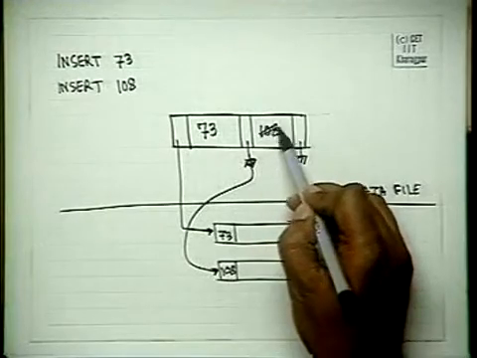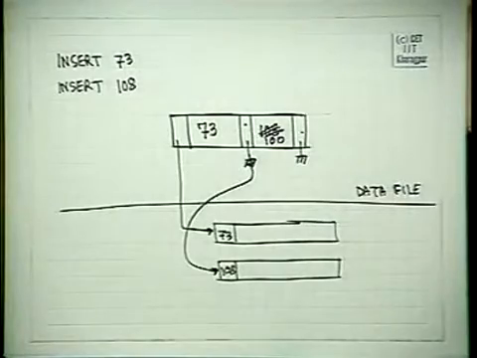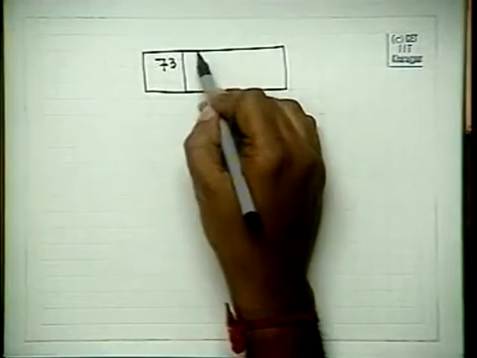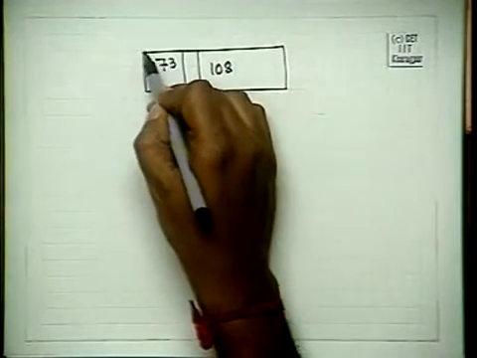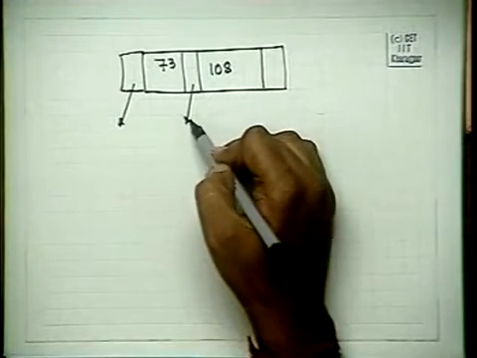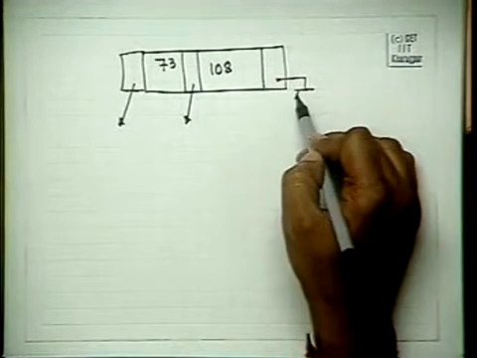If we put in an element 100, what will we do? We will replace this by 100. We will make this point to 100 and this point to 108. So I'll just redraw the situation. We had 73, 108, this was pointing somewhere, this was pointing somewhere, and this was a leaf node, this was null.